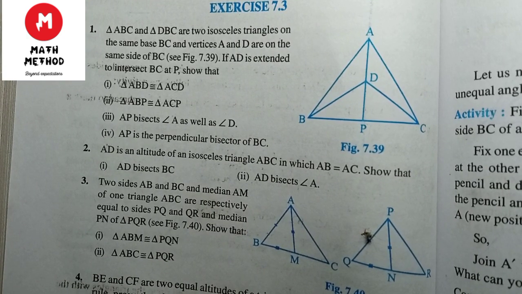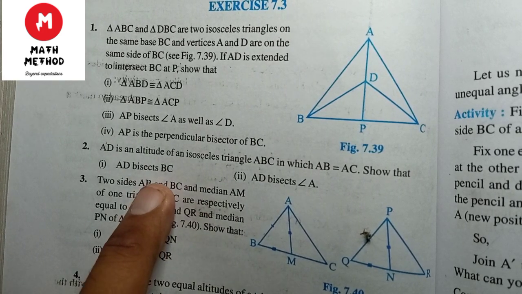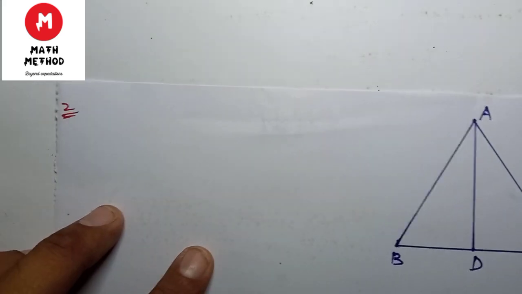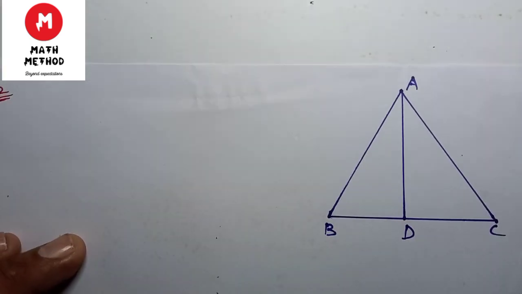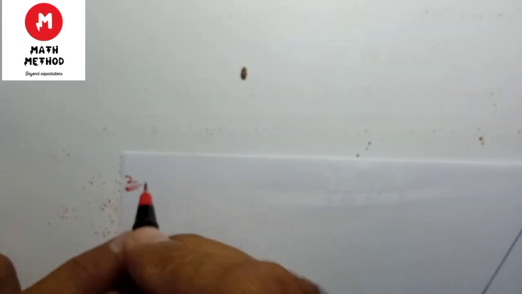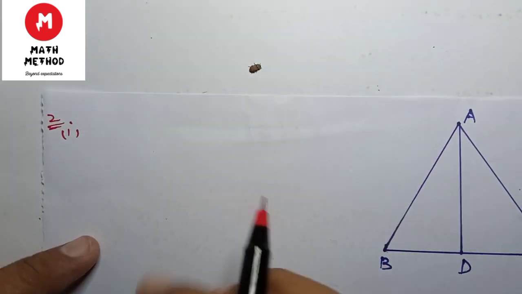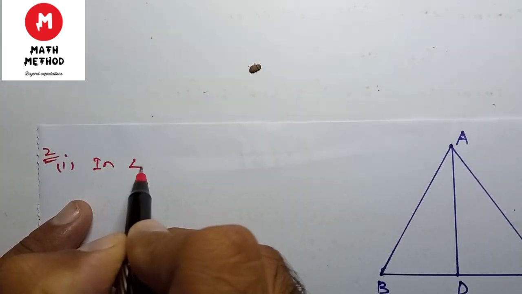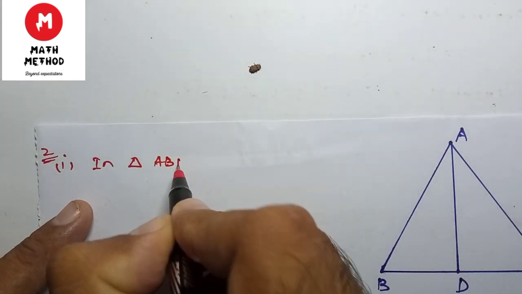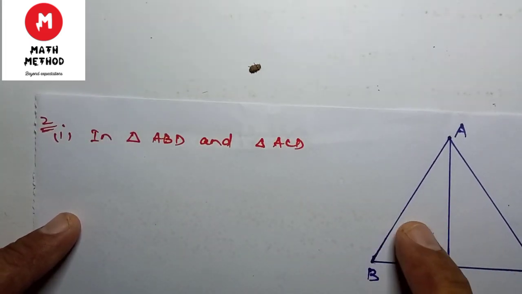AD is an altitude of an isosceles triangle ABC in which AB is equals to AC, so that AD bisects BC and part 2 AD bisects angle A. Now let's write. I have drawn this figure, triangle ABC, and AD is the altitude. So part 1, we have, in triangle ABD and ACD, triangle ABD and triangle ACD. So we have both triangles.